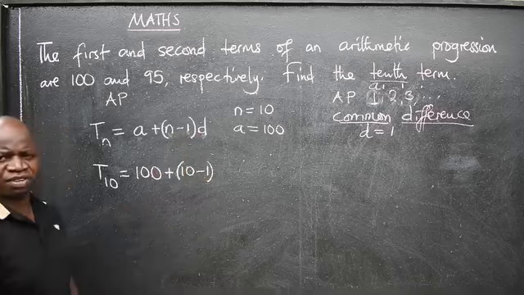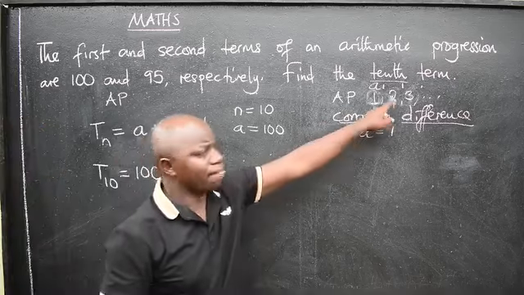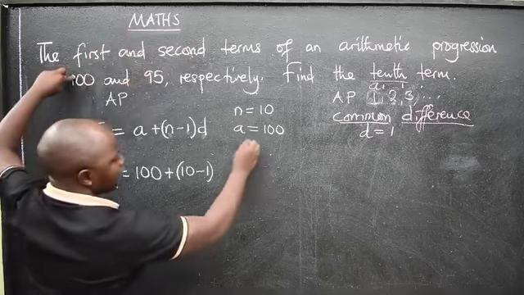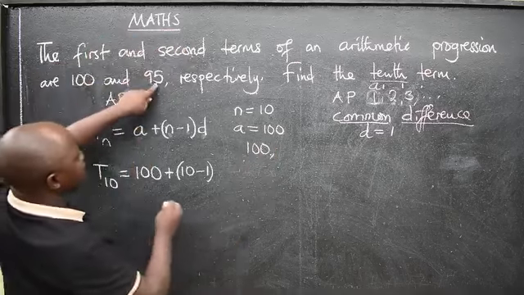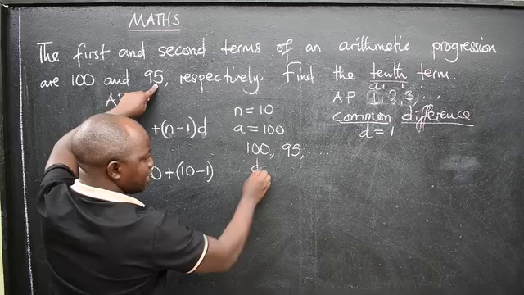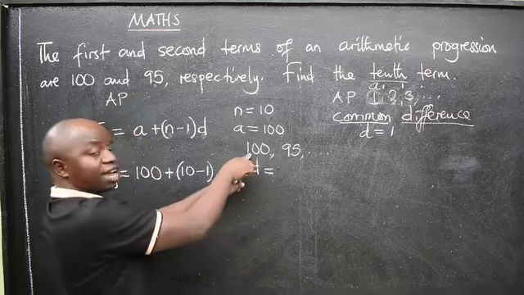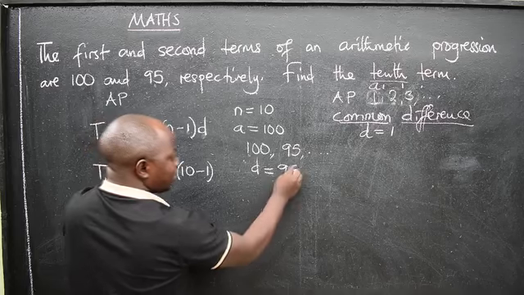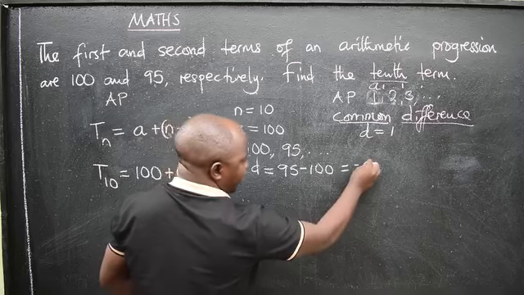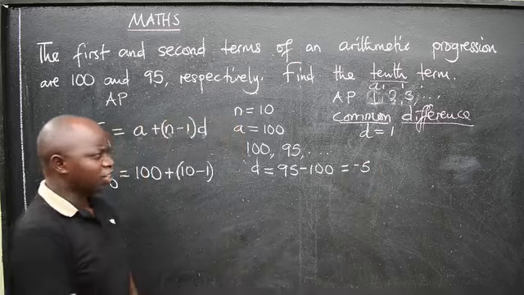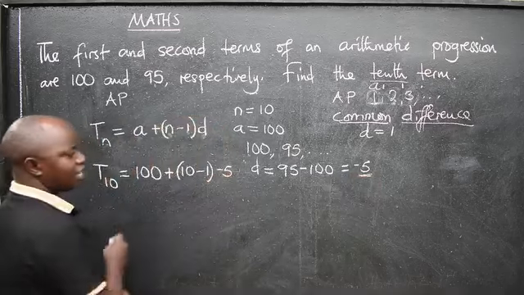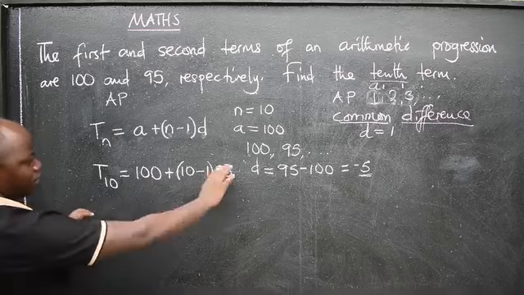What about the common difference? In the question here, they've said the first and second. So first is 100, then second is 95. I think that is the sequence. Meaning our d will be equal to 95 minus 100. And this will give us negative 5. You see that? So our d is negative 5. That is what we are going to substitute there. Negative 5. Then we proceed.